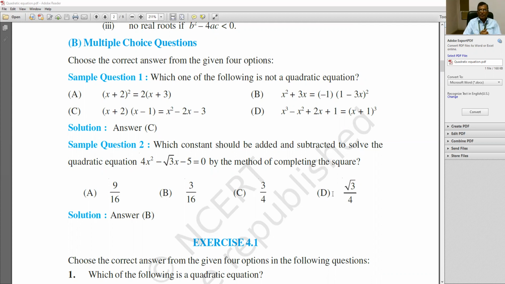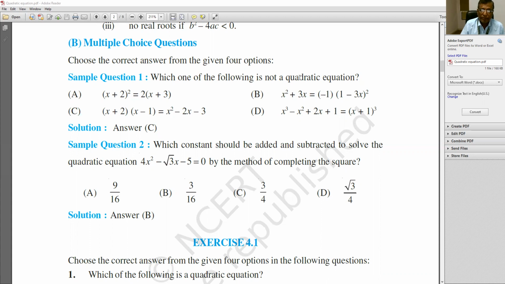Please let us see. Sorry for the interruption. Today we are going to discuss some multiple choice questions, and the topic that is very much important for you is how to solve this equation. See question number 1, sample question: which of the following is not a quadratic equation?